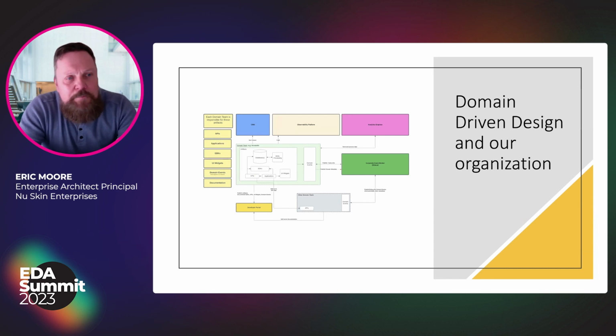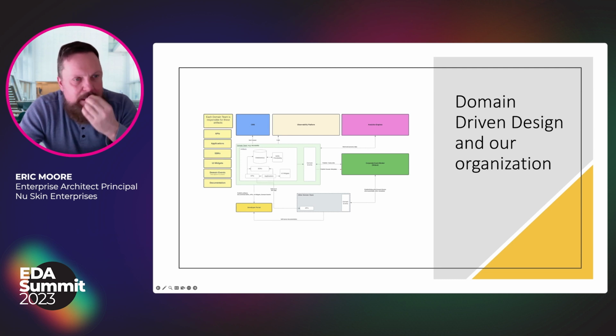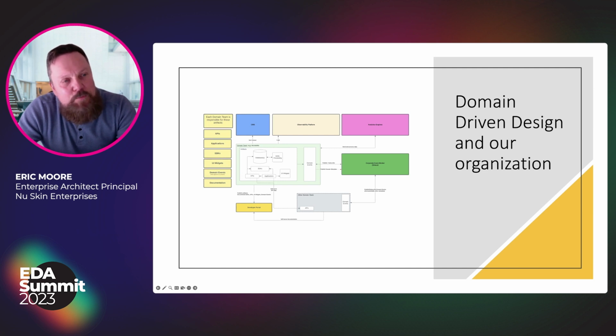Additionally, each team is expected to produce these 6 artifacts: APIs, applications, SDKs, UI widgets, and domain events. And once they're done with these, they're expected to push documentation out for these artifacts into the developer portal. And again, it allows them to self-serve and discover each other's services. And this is something that we really need because our teams are so distributed over multiple time zones and geographies all over the world.